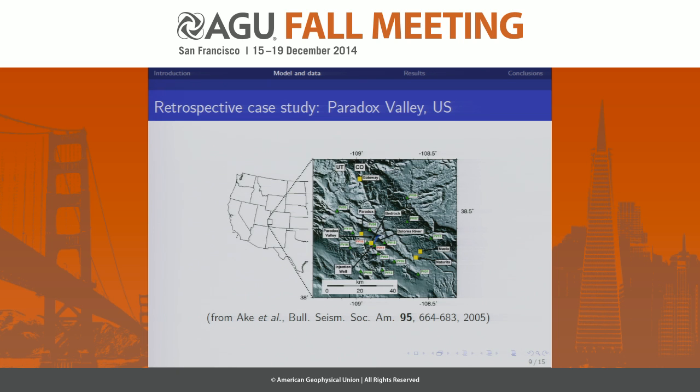And this injection site is shown here on this figure, which I stole from the publication of Aki et al. in BSSA 2005. So I'm not an expert in these injection activities. The general goal is that we have here the Dolores River, and from this river aquifer brine is extracted, and after treatment it is re-injected again below surface under high pressures.